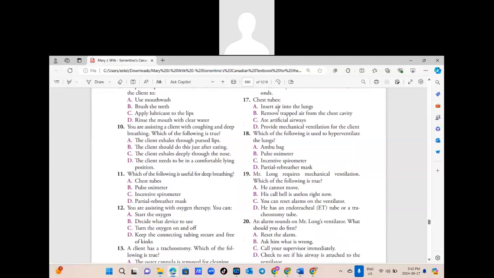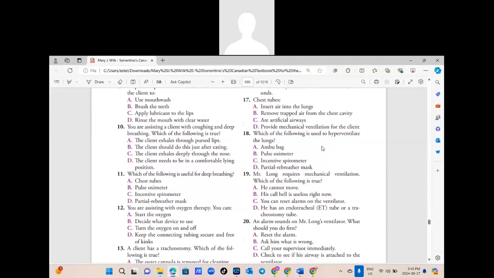Okay? Number 17, chest tubes. A. Insert air into the lungs. B. Remove trapped air from the chest cavity. C. Are artificial airways. Or D. Provide mechanical ventilation for the client. So which one, a chest tube is what? The correct answer is letter B. It removes trapped air from the chest cavity. Okay, so that is the purpose of a chest tube.